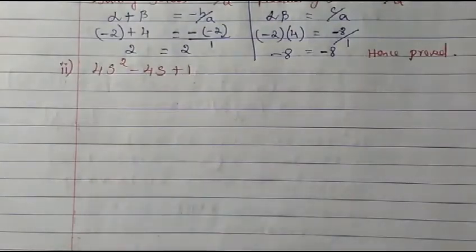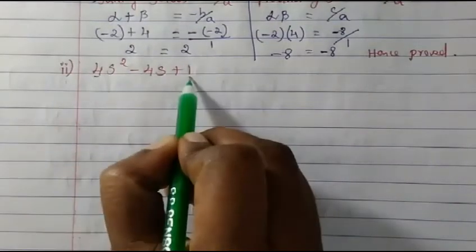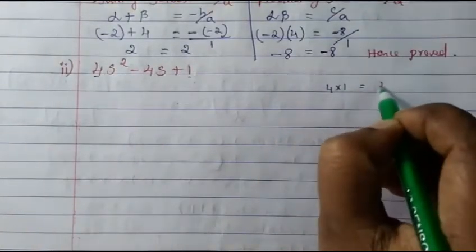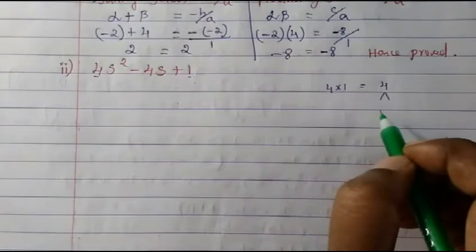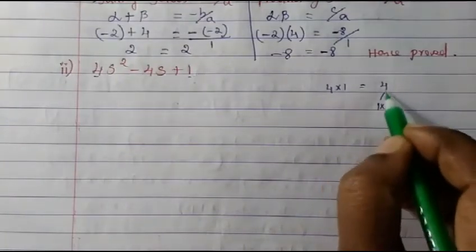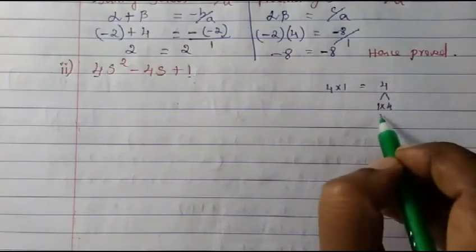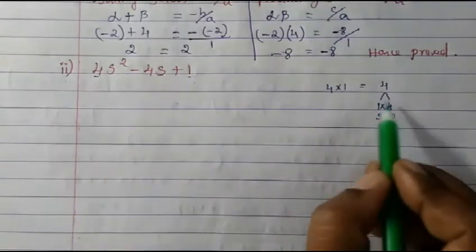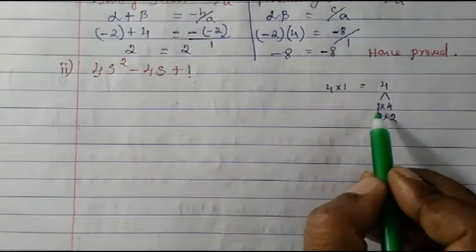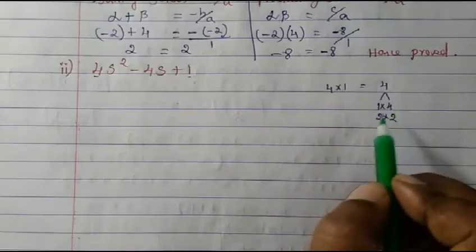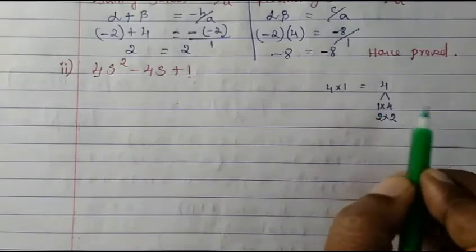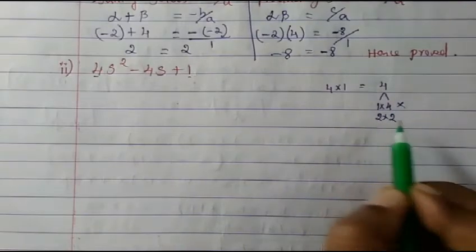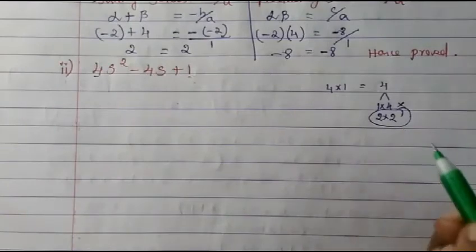First we'll factorize this. I told you the first term and the last term you have to multiply. That is 4 into 1 will give us 4. So factors of 4 are what? 1 into 4 will give us 4. Then 2 into 2 will give us 4. Now to get the middle term, we have to get any one pair. So 1 plus 4 will give 5. 4 minus 1 will give us 3. So it won't suit. 2 plus 2 will give us 4. So we have 4 here. So let's take this pair.